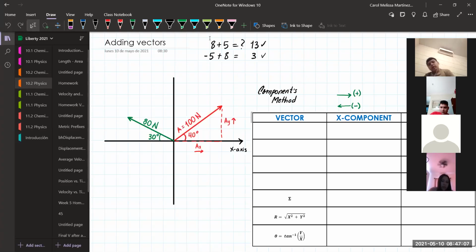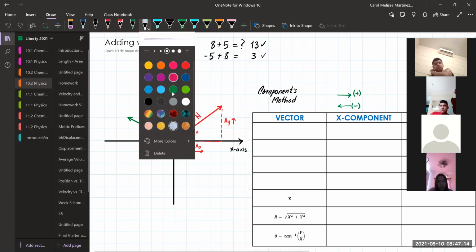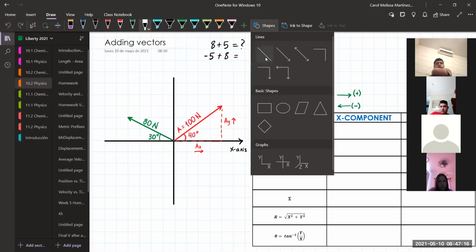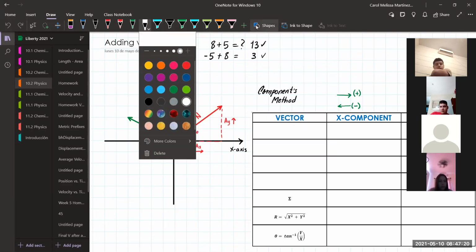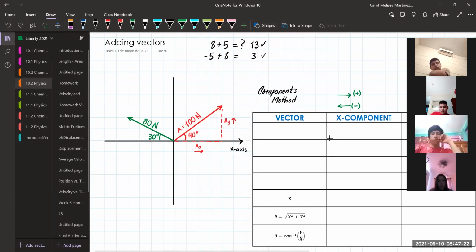Now, the idea of adding the vectors, it's very similar, but it's not the same. Okay, it's not the same. I'm going to delete a few things from the table because I need space to work.